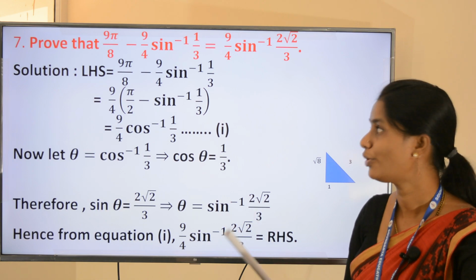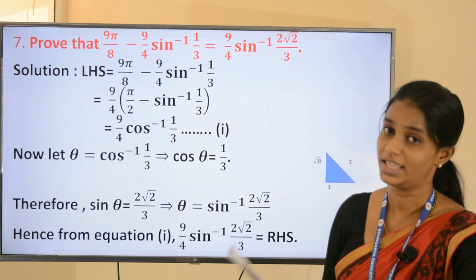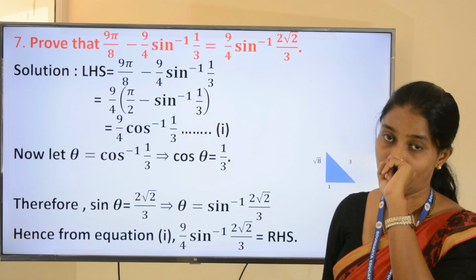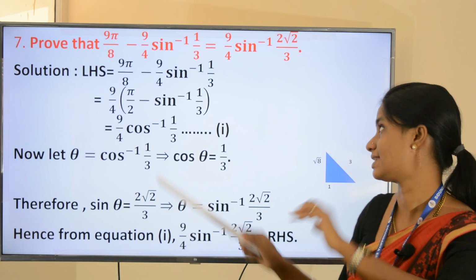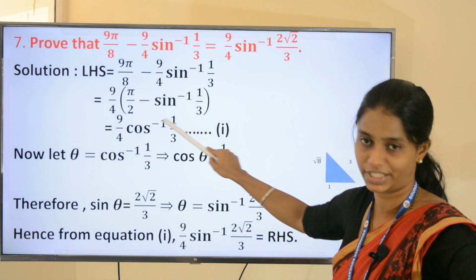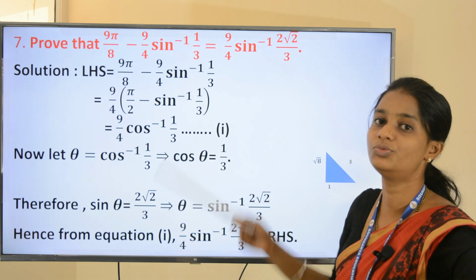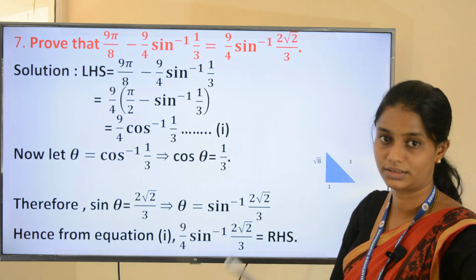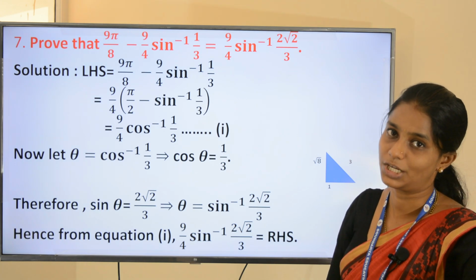Please observe, in this problem we considered the left hand side expression. Then I used one inverse trigonometric function property: sine inverse x plus cos inverse x is equal to pi by 2. I used that result here. Then cos inverse of 1 by 3 I converted in terms of sine inverse. The sine trigonometric function can be written as opposite side by hypotenuse.